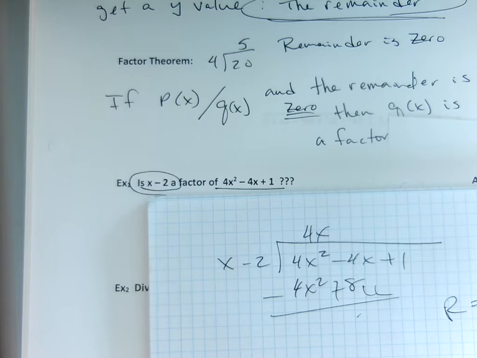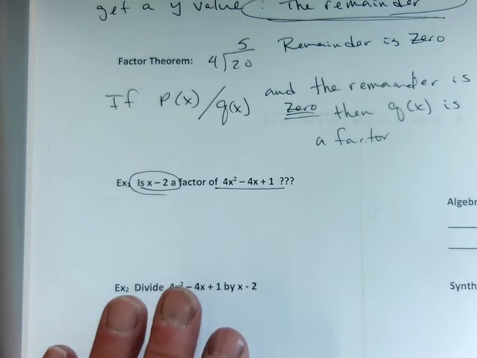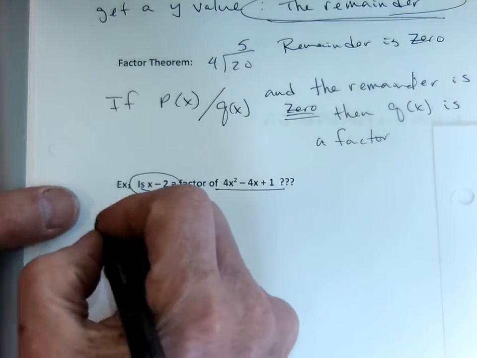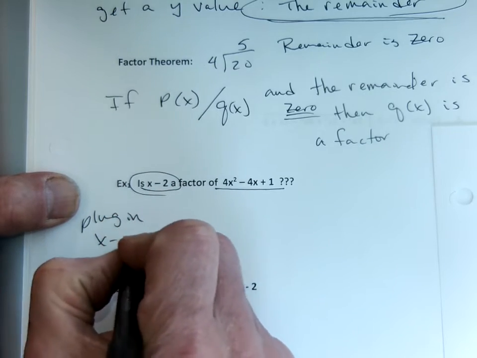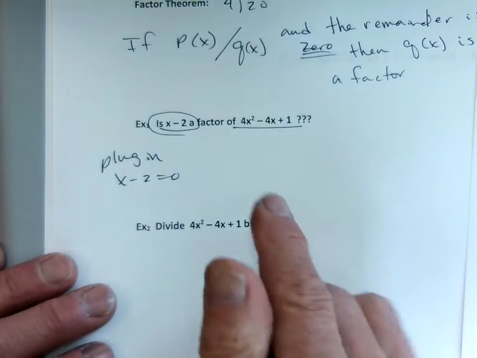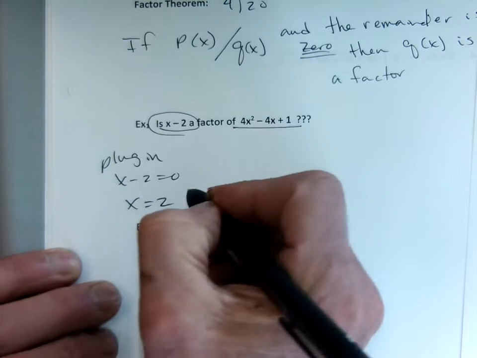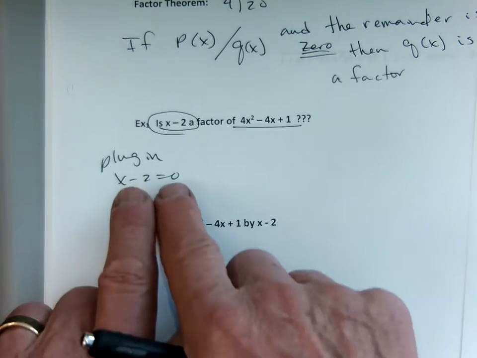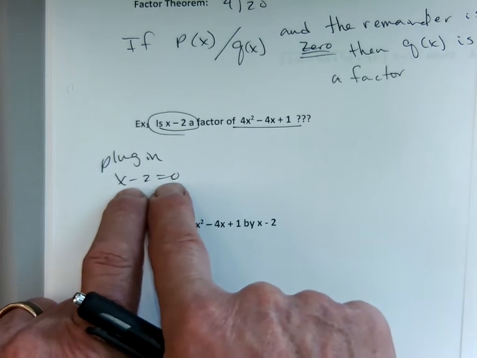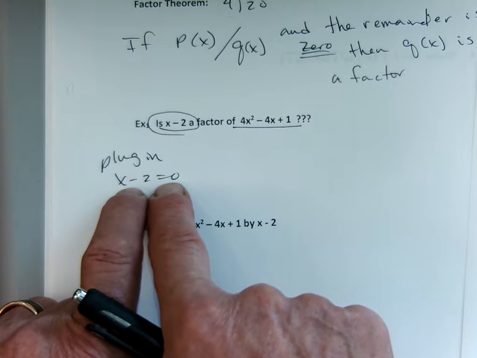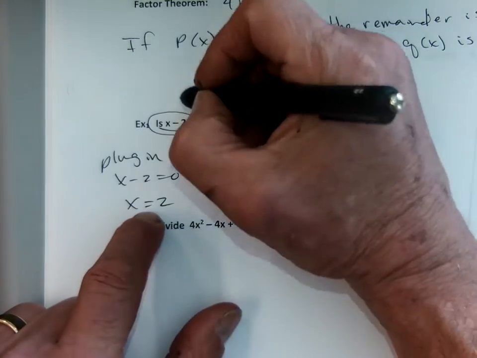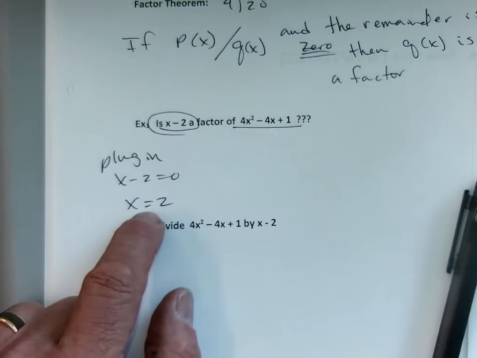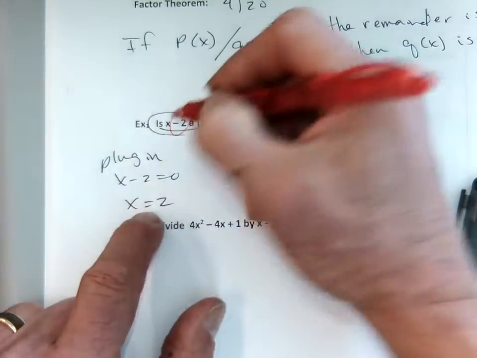We don't really care about the answer. We only need one thing: is it a factor? Well, if I plug in x minus 2 equals 0, or if I plug in 2. So if x minus 2 is a factor, then x minus 2 equals 0 would be a factor, which means x equals 2. So I took the opposite of this value, and I'm going to plug it in.